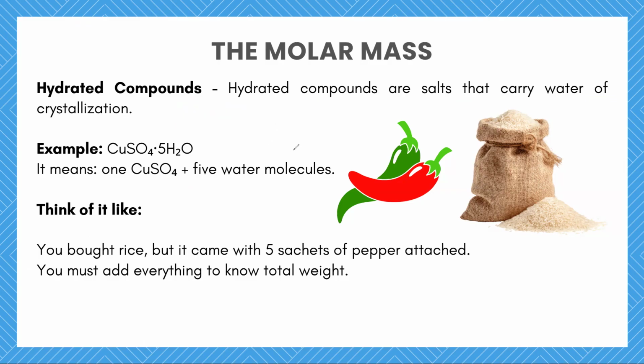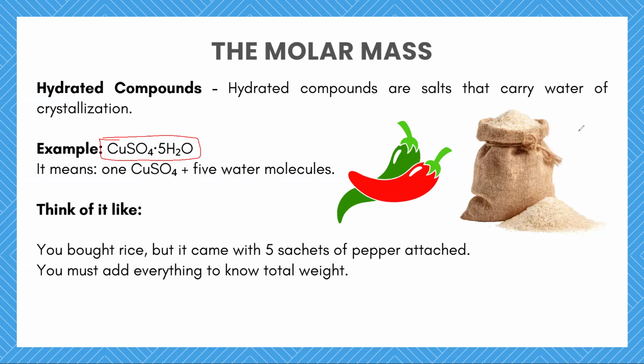So here is a very good example. We have this compound over here. That is a good example of a hydrated compound. How do you calculate the molar mass of a compound like this? It is easy. We do the same thing that we did in the previous question. Now think of it like this. Let's give an interesting analogy that you can relate with.